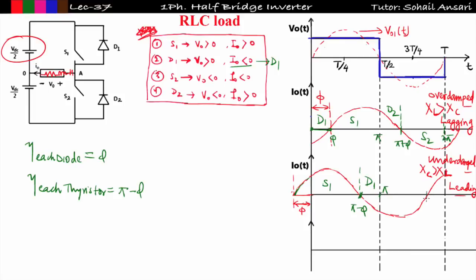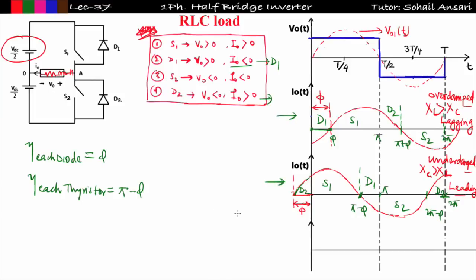Similarly, from pi to 2 pi minus phi, V naught is less than 0, I naught is less than 0, which means switch S2 will conduct. This is my conduction angle of S2. And from 2 pi minus phi to 2 pi, V naught is less than 0 and I naught is greater than 0, which means D2 will conduct. This will be my conduction angle of D2. So here D2 is conducting. Okay, so I found the conduction angle of each diode and of each thyristor. Whether it is a leading load or a lagging load, the conduction angle will remain the same. This is my leading load case and this is my lagging load case.